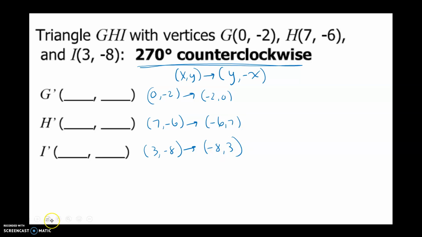But from here, I'm going to take my x value, which is this part now, and I'm going to do the opposite. Well, 0 doesn't matter. The opposite of +7 is -7, and the opposite of +3 is -3. So my g prime is going to give me -2, 0. H prime is going to be -6, 7, and I prime is -8, -3.